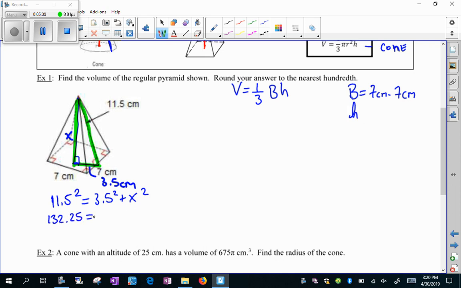All right, so I'm going to square, and I'm going to get 132.25 equals 12.25 plus x squared. I'm going to subtract 12.25 from both sides. And I'm going to get 120 equals x squared. All right, obviously I'm looking for x and not x squared, so I'm going to square root both sides. And I'm actually going to leave that. So I'm going to get the square root of 120.